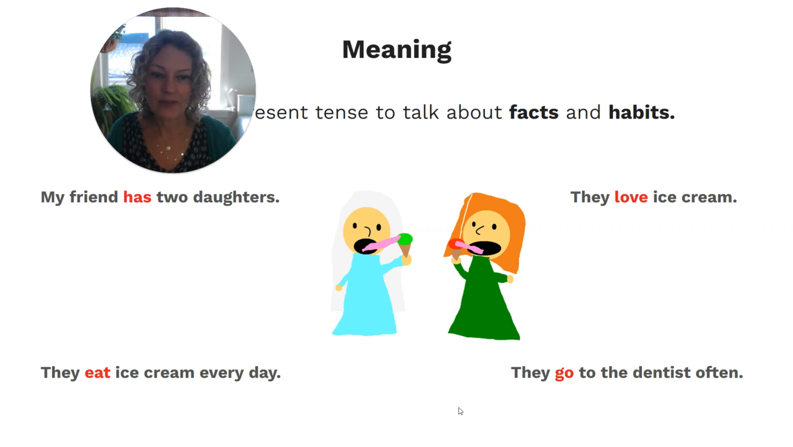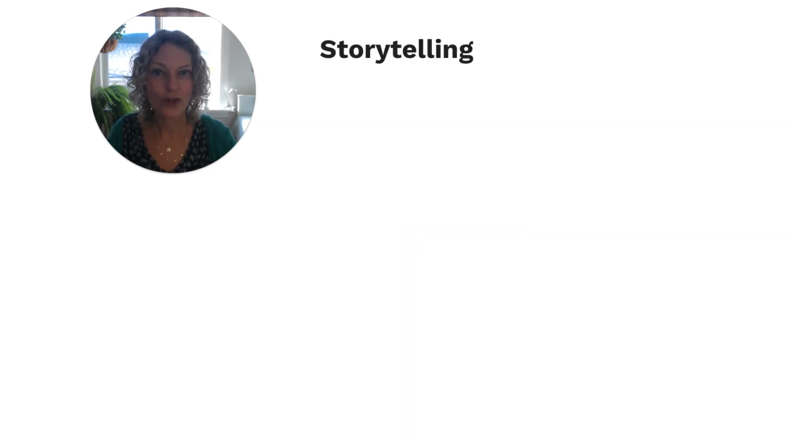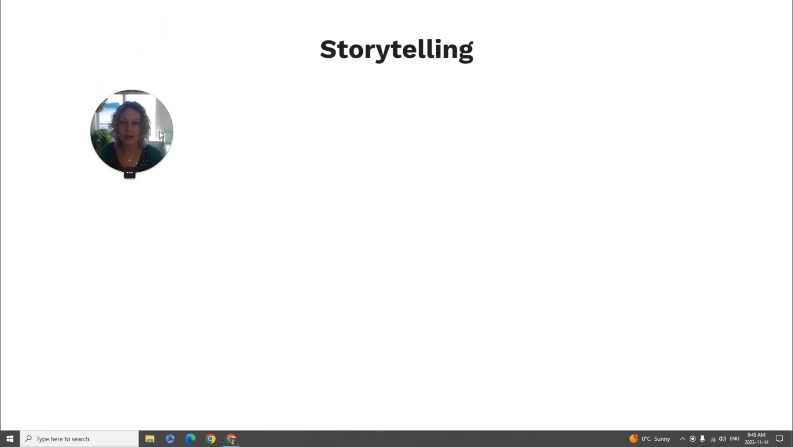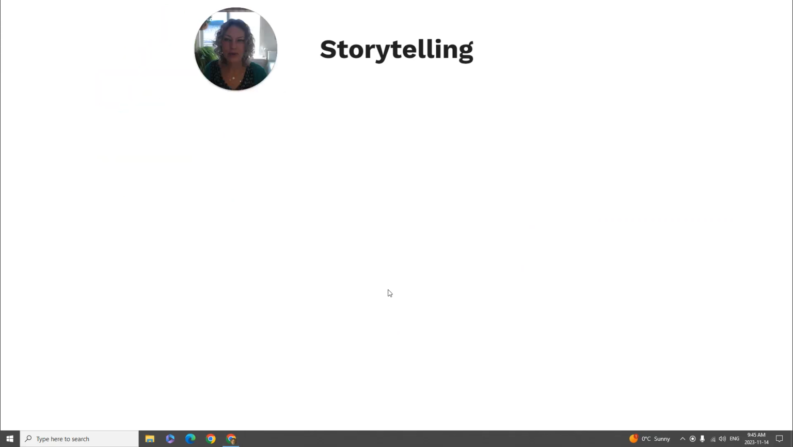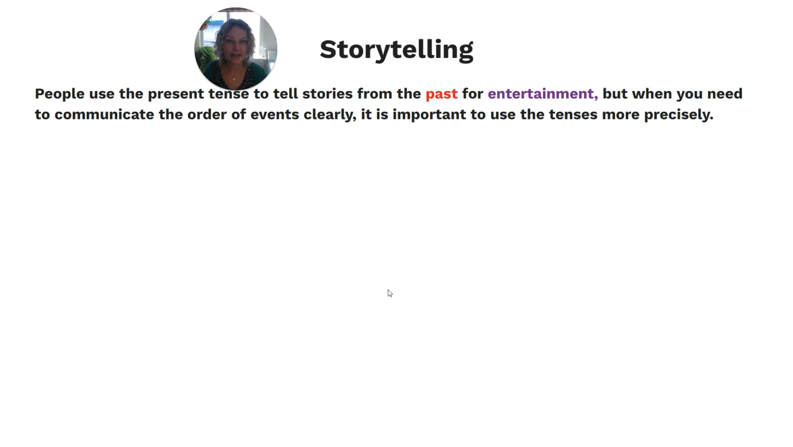There is another use of the present tense, and that's for storytelling. And when you use the present tense for storytelling, you're telling a story from the past, but it's for entertainment purposes. It's not a formal or academic way of telling a story from the past. It's a more casual, informal way of doing it. So it's fine if you're with some friends to use the present tense to tell a story from the past. But if you need to communicate the order of events clearly, it's important to use the tenses more precisely.